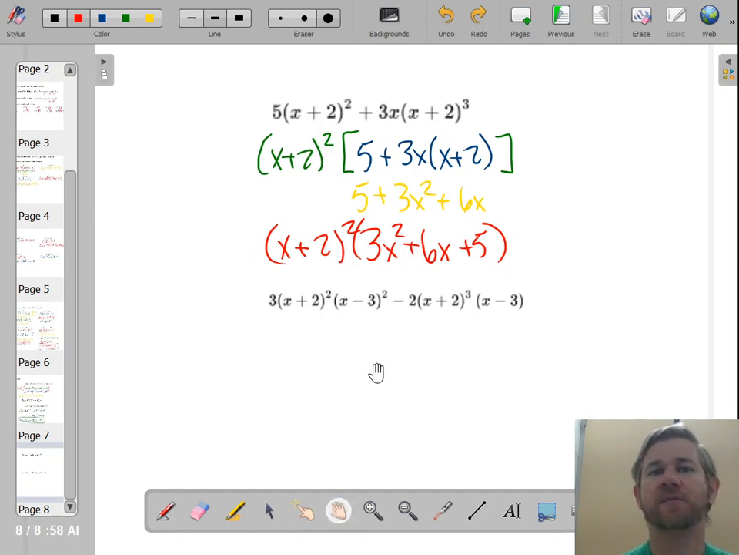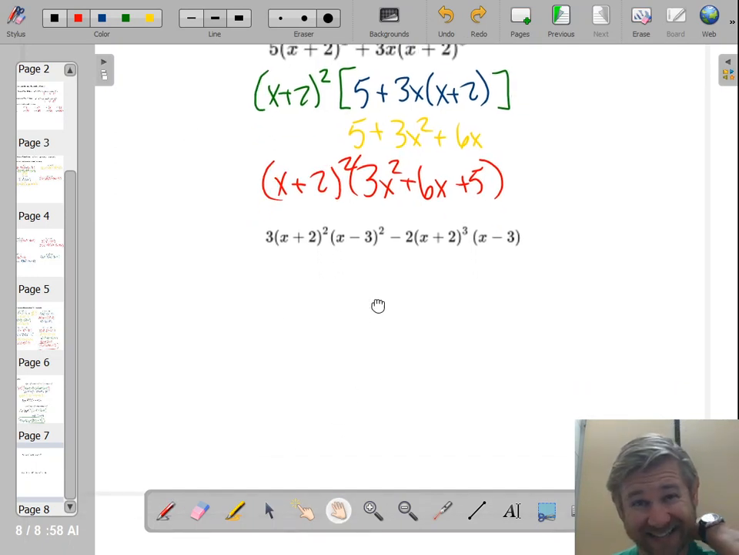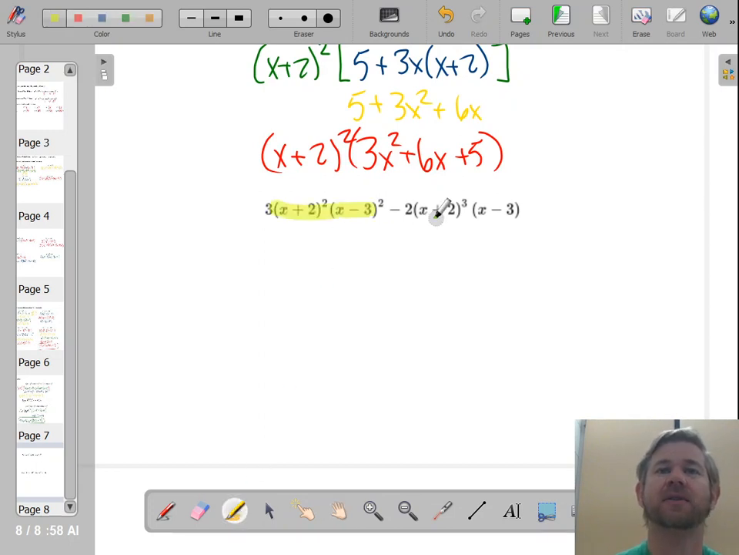One more and then we'll call it for this part. So, let's see. We got 2 big terms. 1, 2. Now I need to figure out what they have in common. 3 and 2. Nope. Nothing there. (x plus 2) squared, (x plus 2) cubed. I can bring out 2 of them. (x minus 3) squared, x minus 3. I can bring out 1 of them.